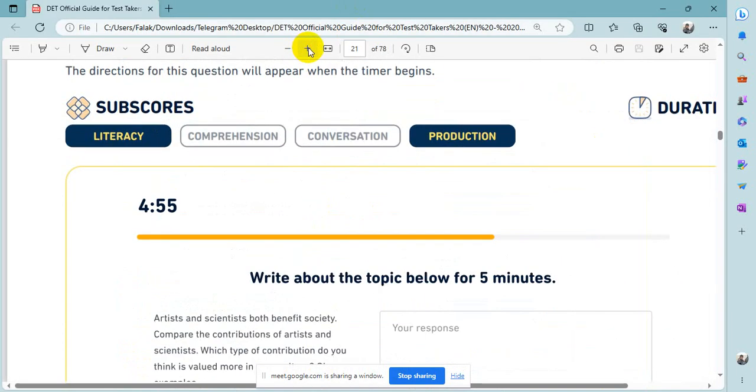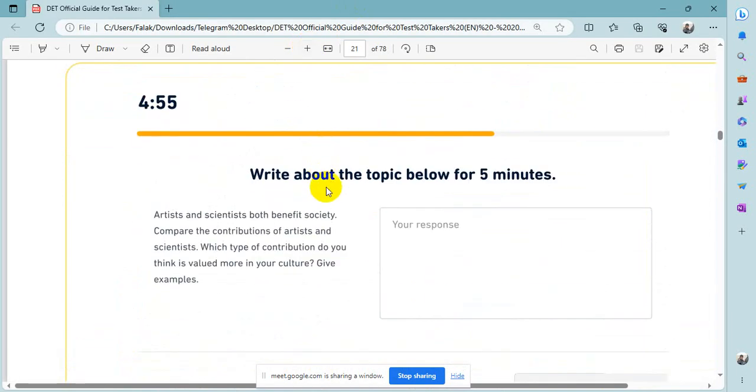Particularly, let me zoom it in. Okay. This is the prompt. Let's see it. It says, artists and scientists both benefit society. Compare the contributions of artists and scientists. Which type of contribution do you think is valued more in your culture? Give examples. Very nice prompt.